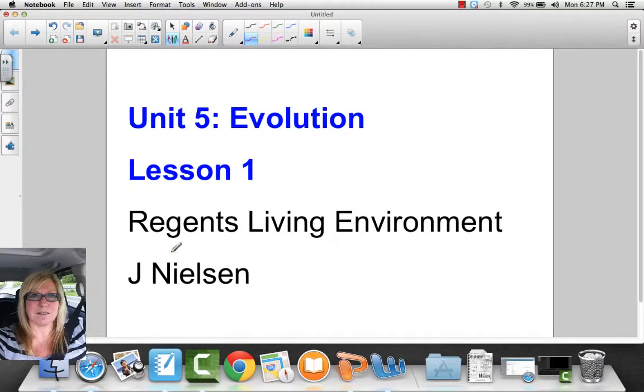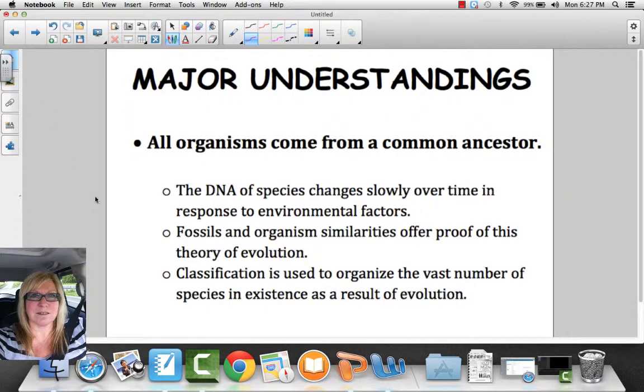All right, so we're getting ready to start Unit 5, Evolution, and this is Lesson 1. So what should you hope to understand from this unit? Well, first, the biggest umbrella concept is all organisms come from a common ancestor. And with that, the DNA of a species changes slowly over time in response to environmental factors.